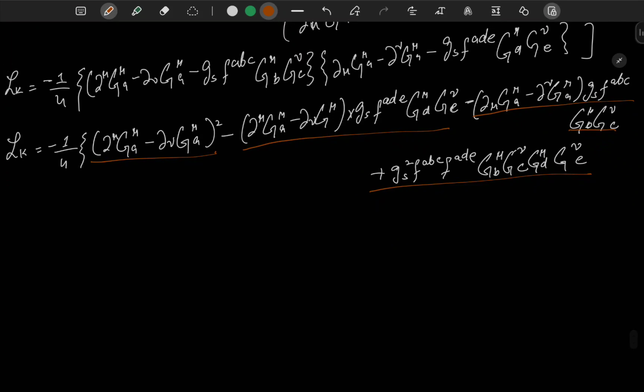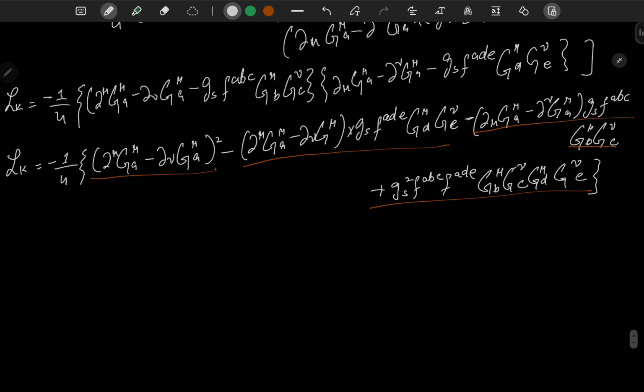Okay, so moving on, simplifying a little more. By using this property of the structure constants, we can add this term right here with this term right here, so we get a factor of 2. Twice, and now we move on. Let's see.